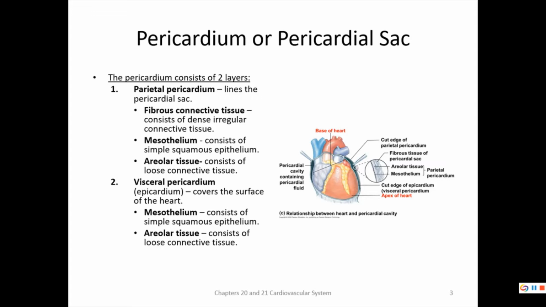Now, another name for it is called the epicardium because it is found upon the heart muscle. It covers the surface of the heart, where the parietal pericardium is the lining of the pericardial sac. It's the outer covering of the pericardial sac, where the epicardium is the outer surface of the heart, covering the heart's muscular tissue, making this part of the heart wall. Now, the mesothelium here, again, is the simple squamous epithelium, and there's an areolar loose connective tissue layer.